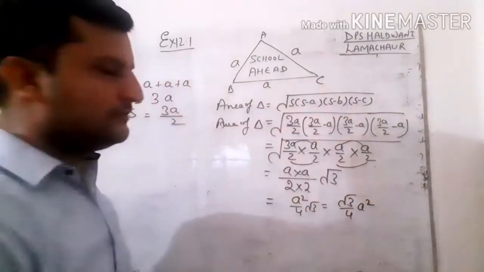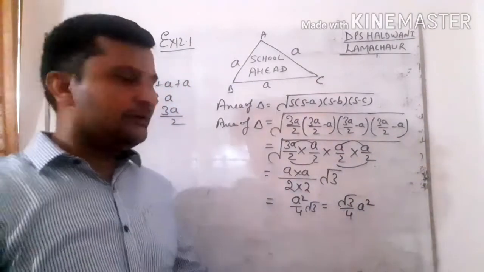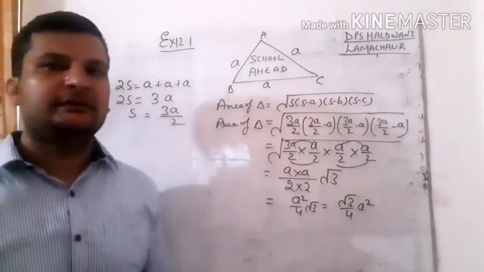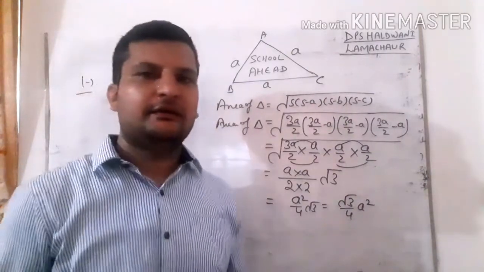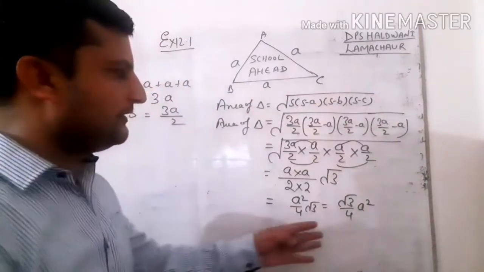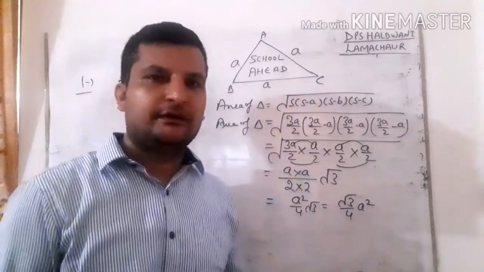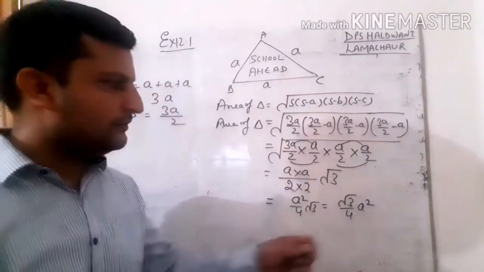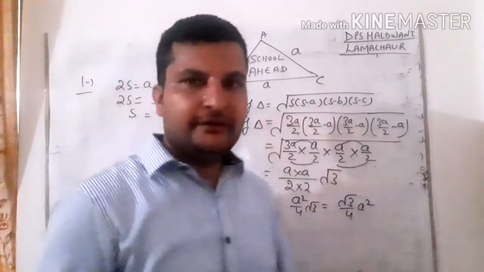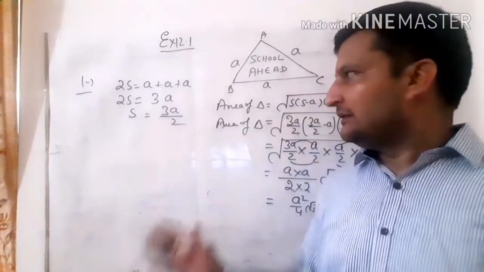So students, you have to remember that root 3 by 4 A square is the formula for finding the area of any equilateral triangle. So we have found it: root 3 by 4 A square. Now students, this one we have done.